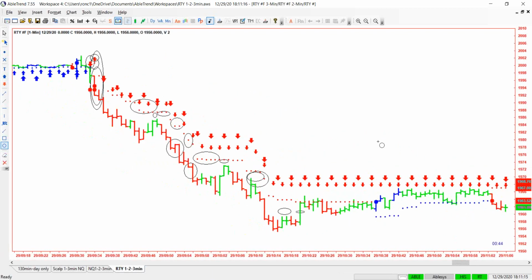Russell's a good one if you feel the Nasdaq is too fast, which it really is. I can understand that. We like the Nasdaq, but the Russell is a good second choice if you feel the Nasdaq is a little too quick, or you have a smaller account. You don't need as much margin to trade the Russell.